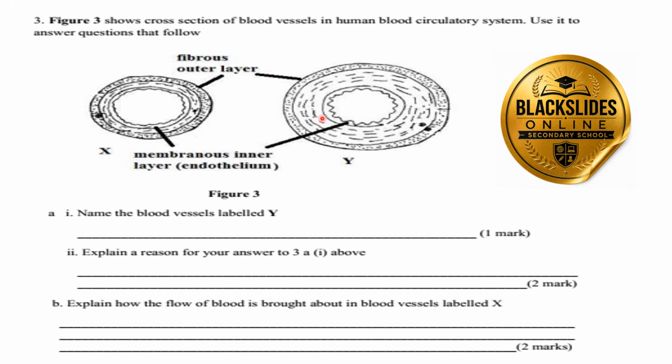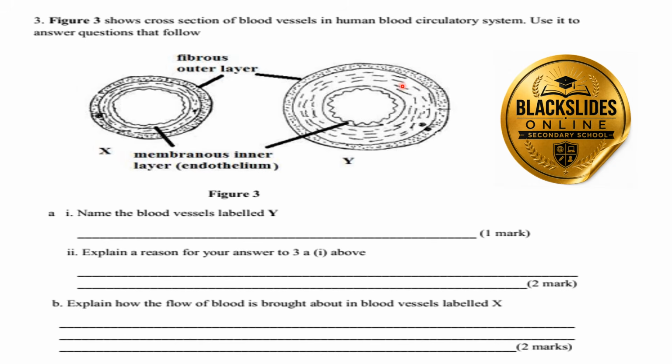So the arteries are thick in order to withstand the high blood pressure as blood is flowing through it. So the thick walls prevent it from bursting due to high blood pressure.